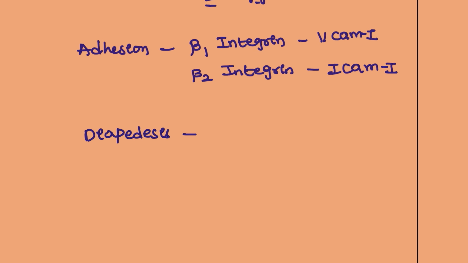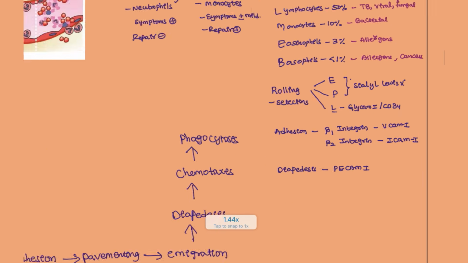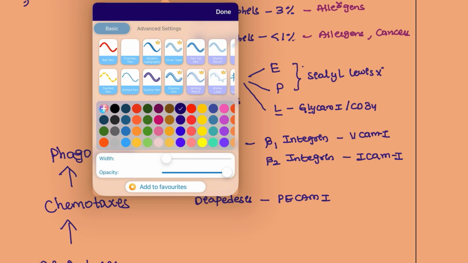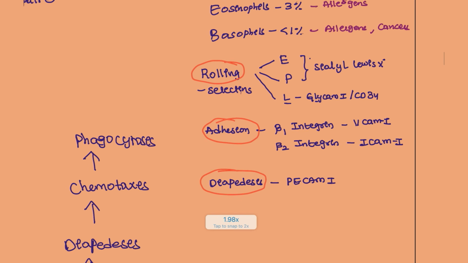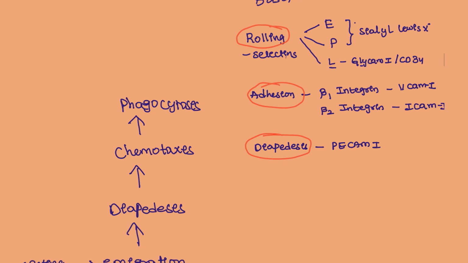This is the diapedesis. Diapedesis is done by PECAM1. So these are the important points that you have to remember. I will just highlight them with another color. So rolling, adhesion, and diapedesis are important. There are other points also you have to take note of.